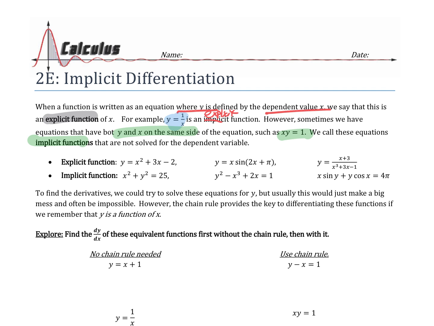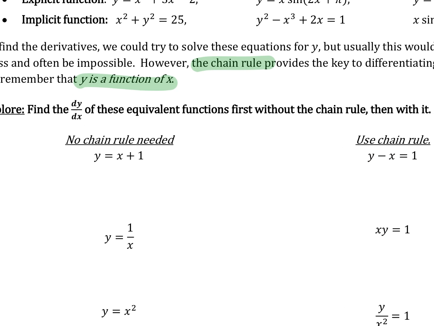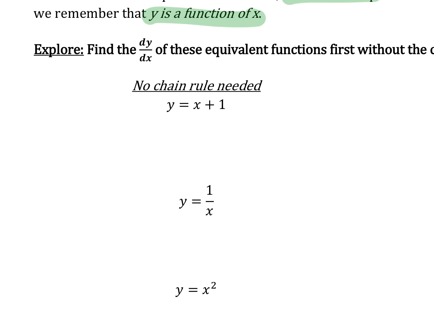So we want to be able to take the derivative of these functions even if we can't solve for y. So we have a method for doing that. That's called implicit differentiation. All right? So the key here is going to be the chain rule, because the chain rule gives us a way of differentiating functions, and we want to remember that y is a function of x. All right? So everywhere that we see y, think of it as some function of x. All right? So let's look at a couple equations.